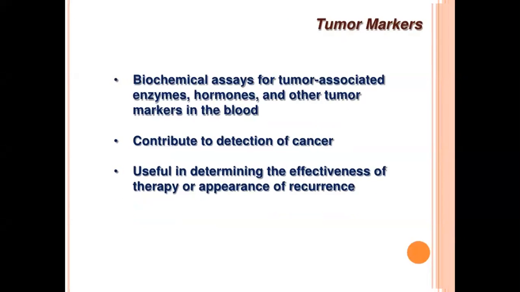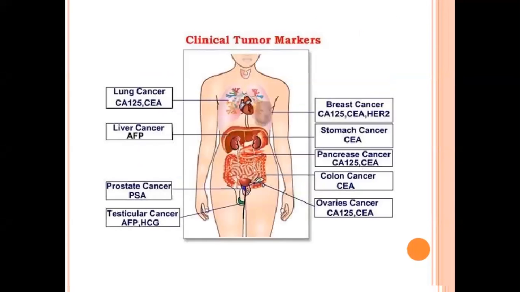Now, the tumor markers. These are biochemical assays for tumor-associated enzymes, hormones, and other tumor markers in the blood that contribute to detection of cancer. These are useful in determining the effectiveness of therapy or appearance of recurrence. That means with this we can find out how effective the therapy we are giving the patient is and what the chances of recurrence are.